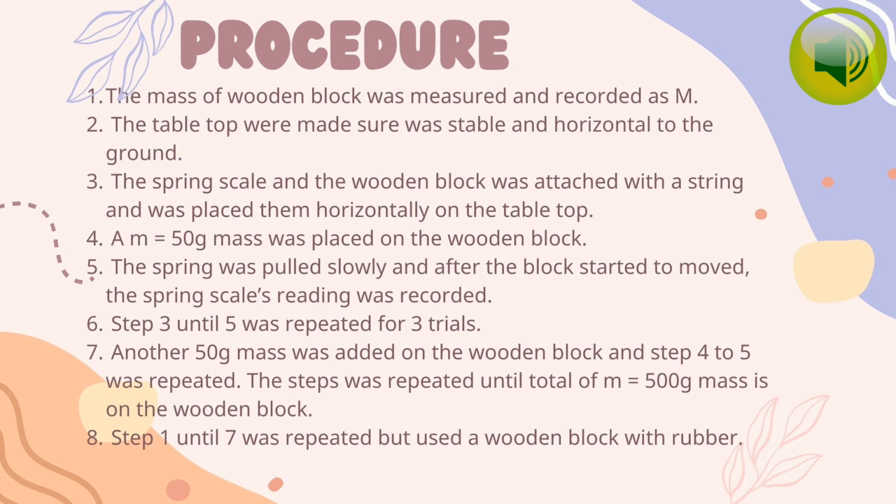Procedure 5, the spring scale was pulled slowly and after the block started to move, the spring scale's reading was recorded. Number 6, steps 3 until 5 were repeated for 3 trials. Number 7, another 50 gram mass was added on the wooden block and steps 4 to 5 were repeated. The step was repeated until a total of 500 gram mass was on the wooden block. Lastly, steps 1 until 7 were repeated but using a wooden block with rubber.